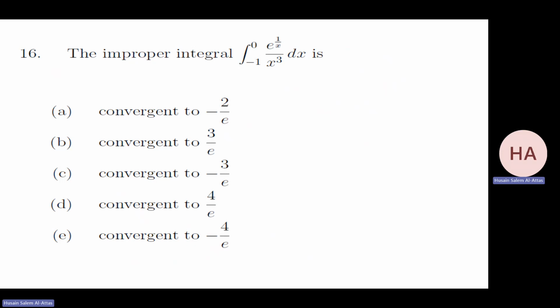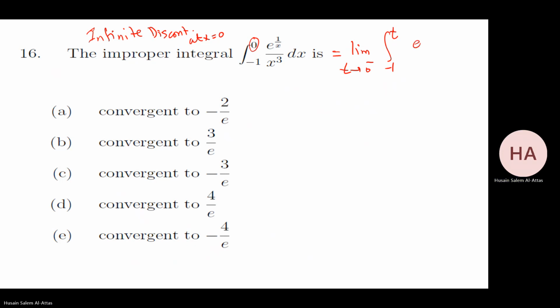This improper integral, I have a problem with the 0. So you have an infinite discontinuity at x equals 0. Let me see what will happen. So I need to write the limit as t goes to 0 from the left of the integral from minus 1 to t of e^(1/x) over x cubed dx. This integral is a little bit complicated. Not that complicated. It will be okay. I make this x squared times x dx.